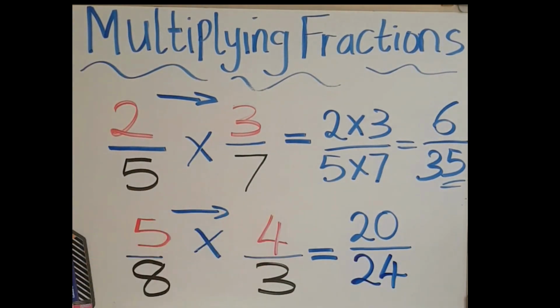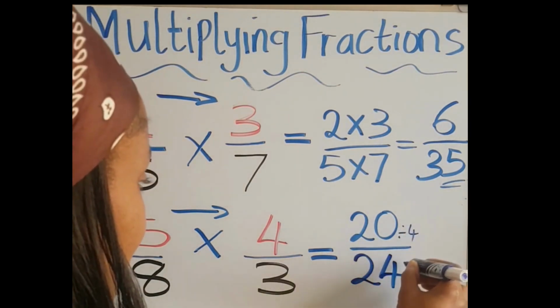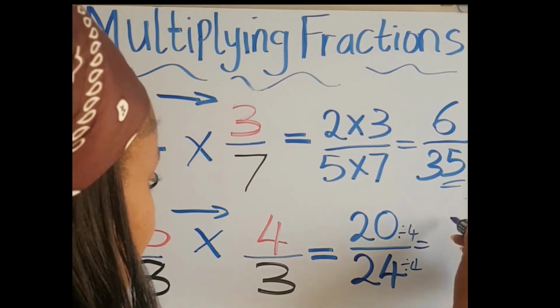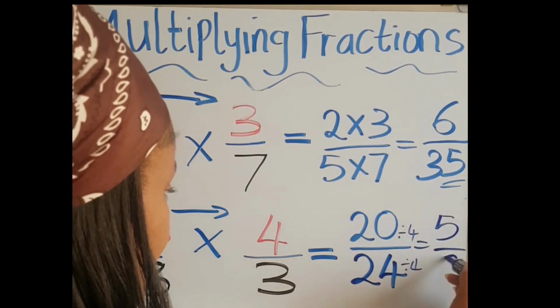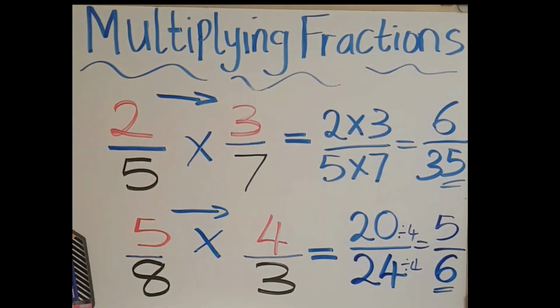Okay, you can simplify it. You can simplify 20 and 24. They are all even numbers. So you can use 4 to divide the two of them. You can use 2, but if you use 4, divide by 4, divide by 4. This is going to give us 5, and this is going to give us 6. So this is when you simplify it. The answer here is 5/6. Okay, so I'm going to clean the board.